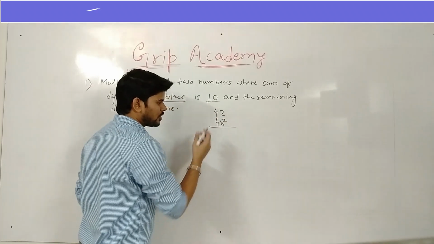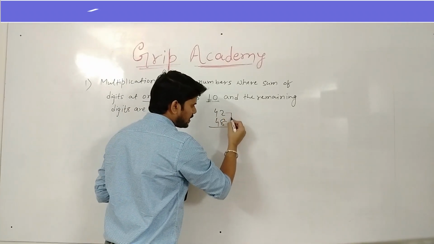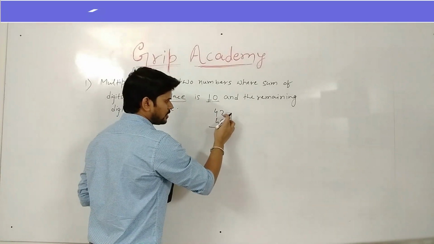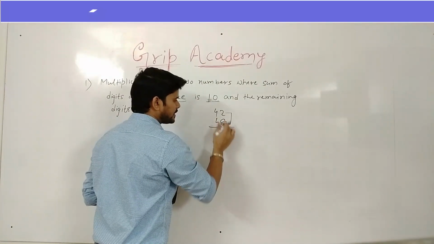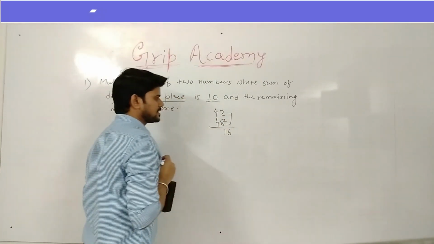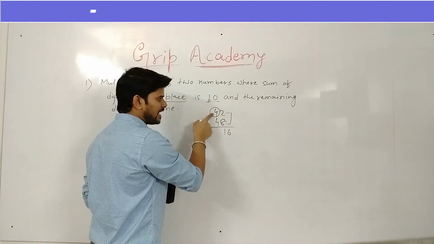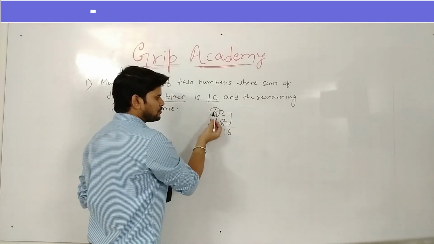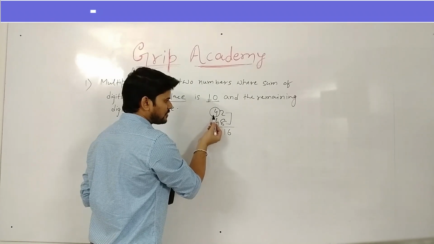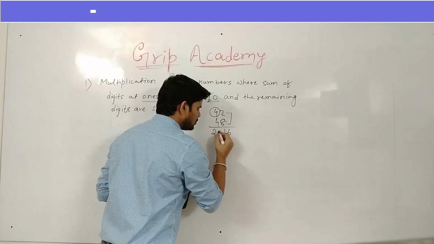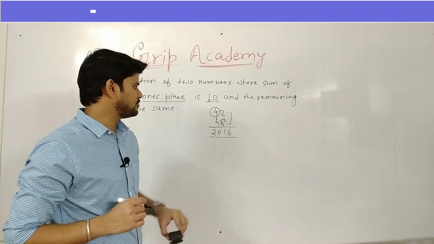So what is this concept? What we have to do here? We have to multiply the digits at one's place. So we have to multiply 2 into 8. 2 into 8 is how much? 16. So we'll write 16 here. Now whatever number is coming here, we will increase it by 1 and multiply with this number. So 4 will become 5 and 5 into 4 is how much? 20. So the answer will be 2016.